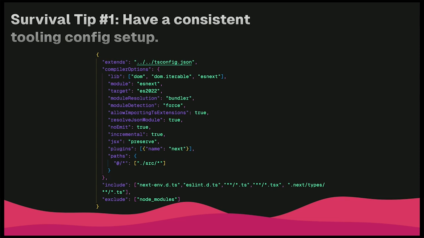So this is an example. Let me just emphasize that the first survival tip is that you should have a consistent tooling configuration setup. And what I mean by that is, let's first look at a problematic example. This is an example that you might have in a monorepo of a Next.js app's tsconfig, and you can see it's extending from the tsconfig back in the root. On the surface, this looks fine, but it actually does have a problem.